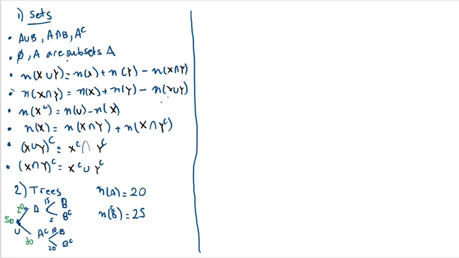So for example, in this tree, 15 is the number of elements of A intersection B. The paths are the intersections because you have to be in A and then be in B. This is 15, okay? The number of elements in A is 20. It's an intersection, but I don't intersect with anything before. So n of A is this branch here.